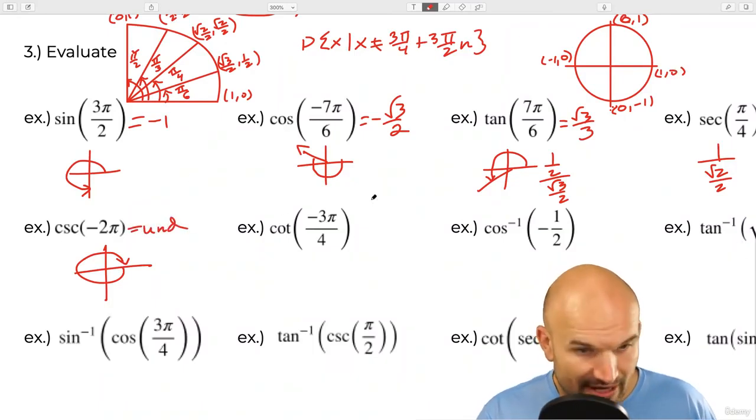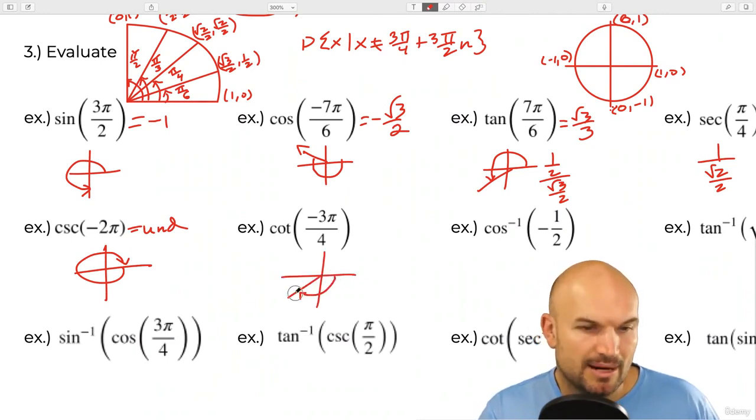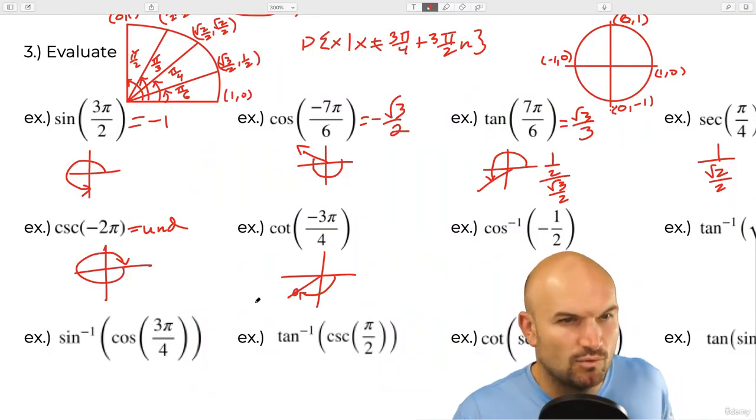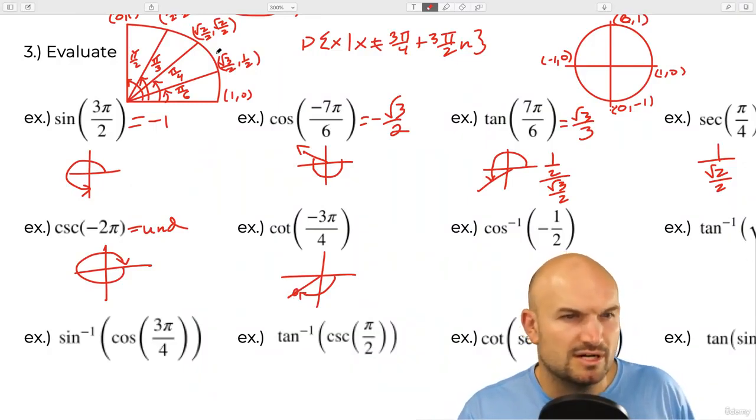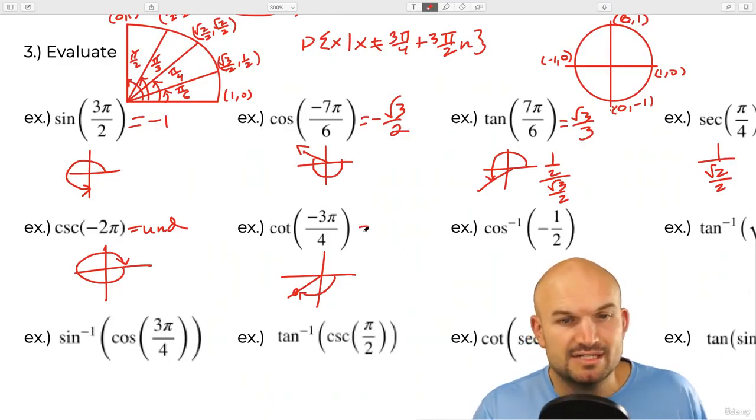All right, cotangent of negative 3 pi over 4. So negative 3 pi over 4, that's going to be right there on the unit circle. That's going to be the x over the y. But again, that's in the third quadrant, so it's going to be positive. So that's equal to a positive 1.